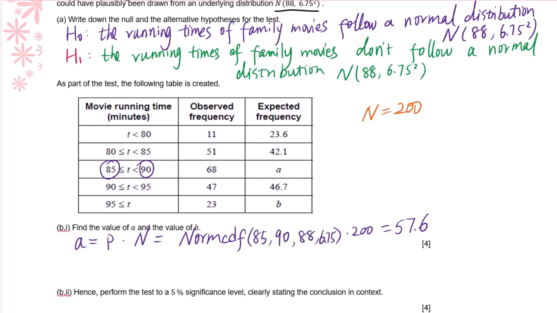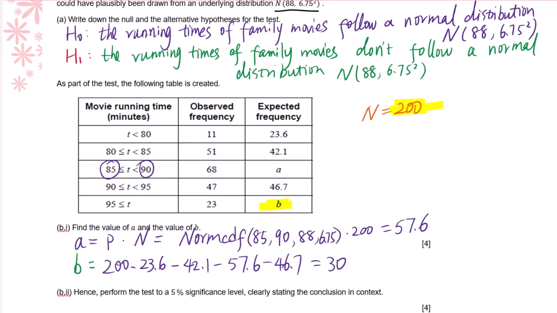B, we will work out B by subtraction from 200. 200 minus 23.6 minus 42.1 minus 57.6 minus 46.7 equals 30.